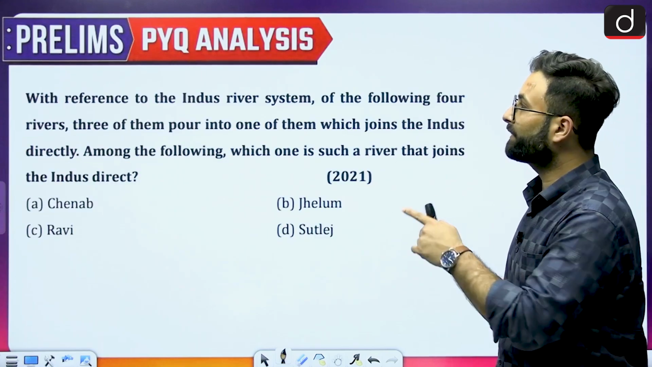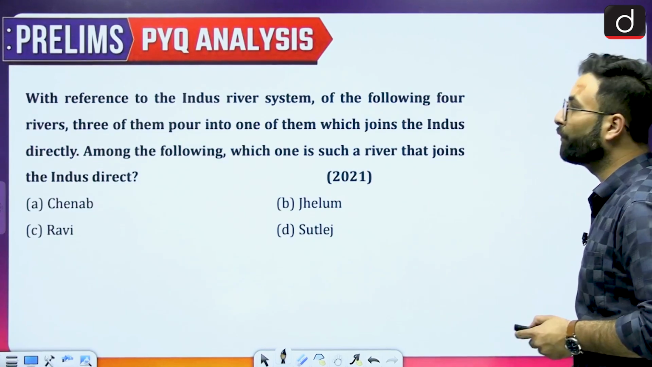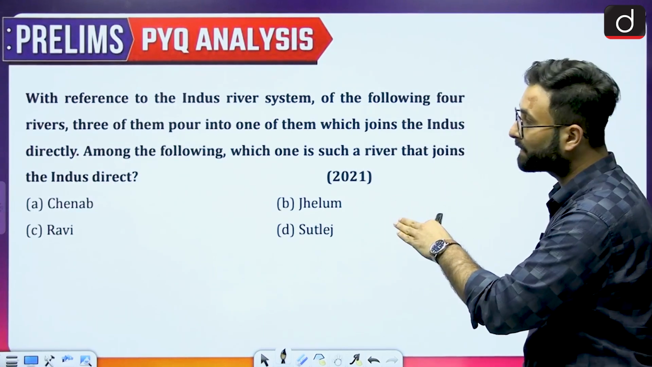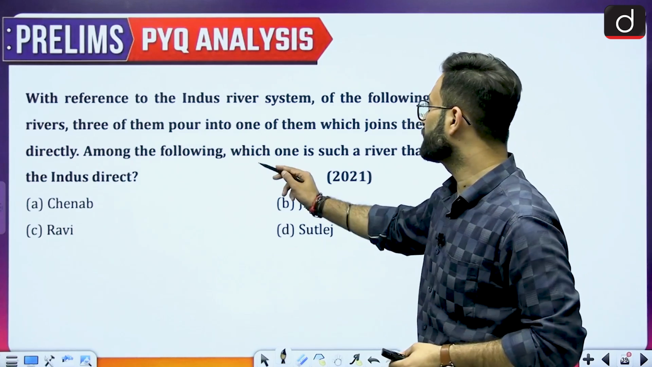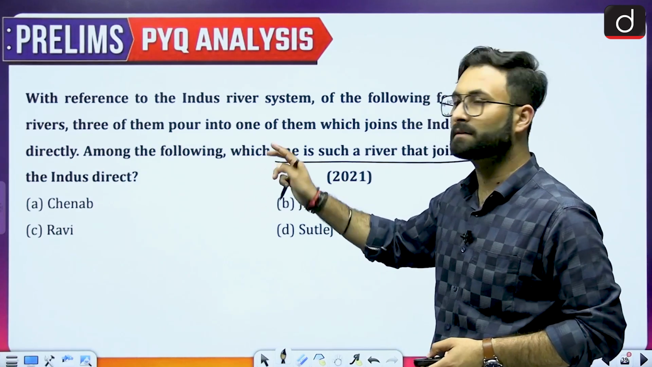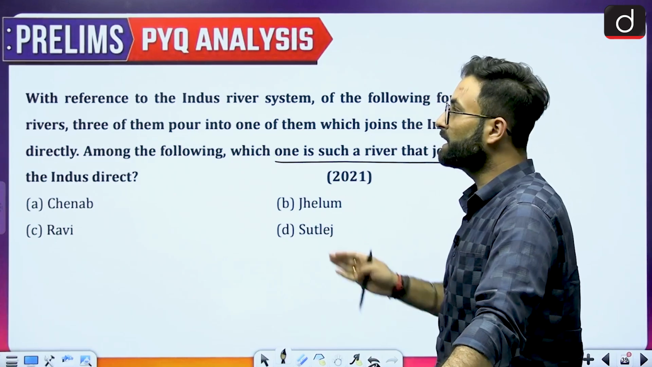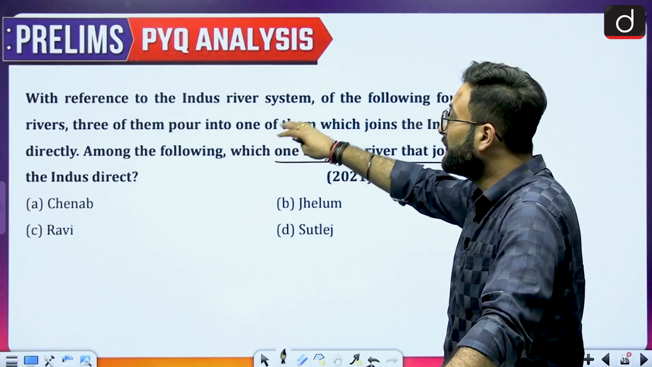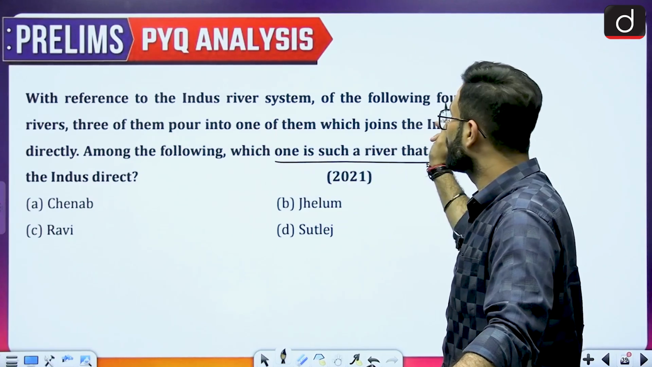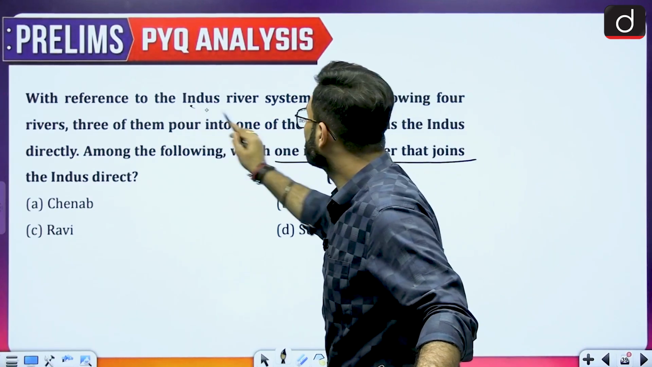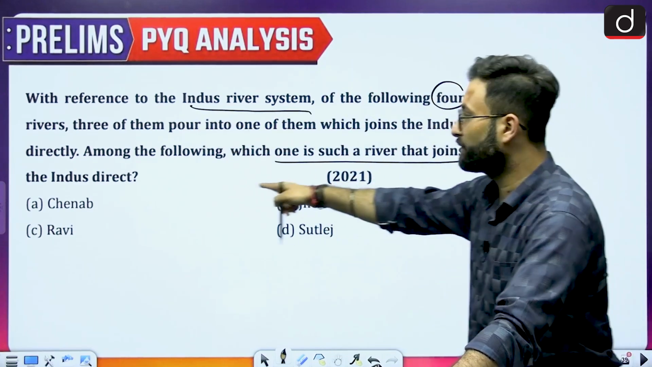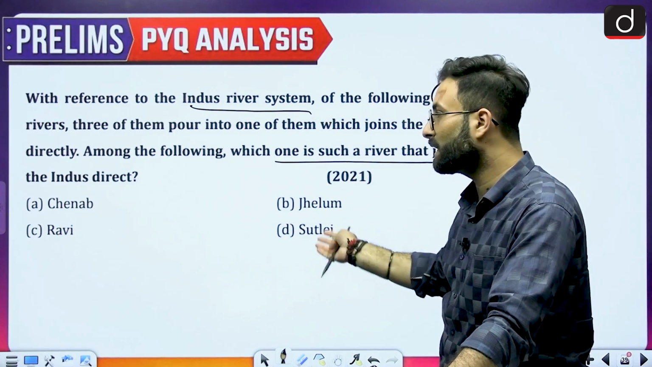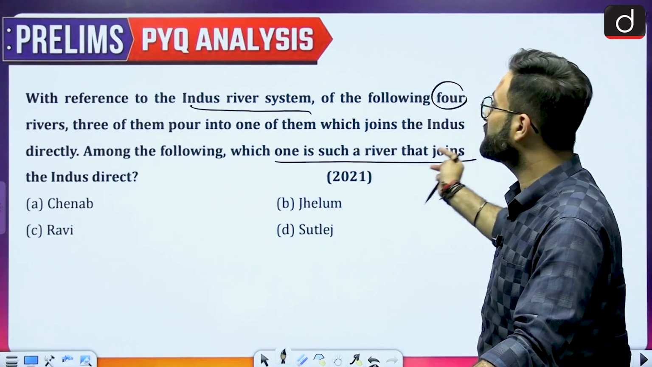Coming to the next one: with reference to the Indus river system, of the following 4 rivers, 3 of them pour into one of them, which joins the Indus directly. Which one is such a river that joins the Indus directly? Now you have to see which river is directly joining the Indus river. What they are saying is that 3 rivers are pouring into one. 3 of them are coming together and pouring into one of them, and then it joins the Indus directly.